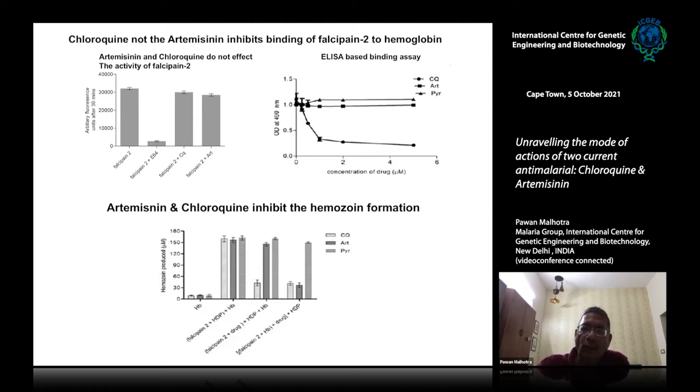So based on this in vitro reaction which we developed, we were able to illustrate that these two drugs, chloroquine and artemisinin, are acting on this pathway. Some of this was known, but there was no experimental proof existing earlier. So we were able to provide the experimental proof that these two drugs are acting on this pathway of hemozoin formation, which has been shown to be an essential pathway in the parasite.